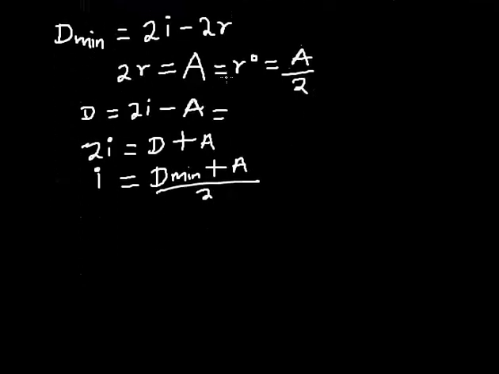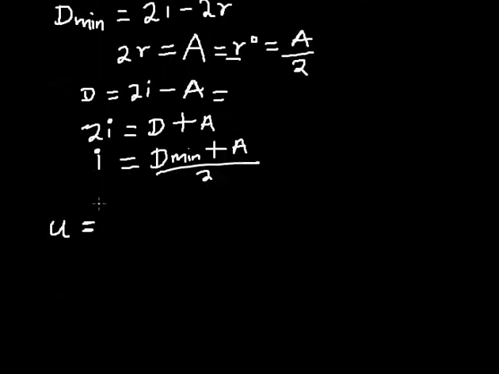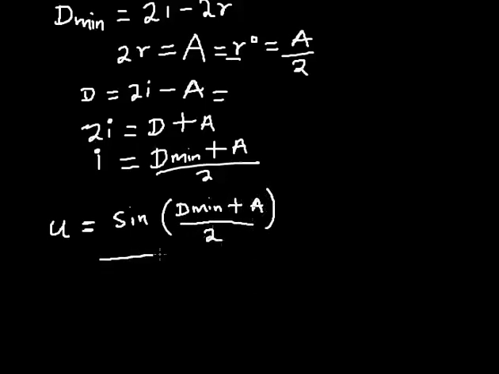So having gotten r and i, I can now apply this law. The refractive index of a triangular prism based on its minimal deviation, of course, you know it's always given as sin i all over sin r, okay? So that is going to be sin of (the minimal deviation plus A) divided by 2, all over sin r, which of course is sin A all over 2.